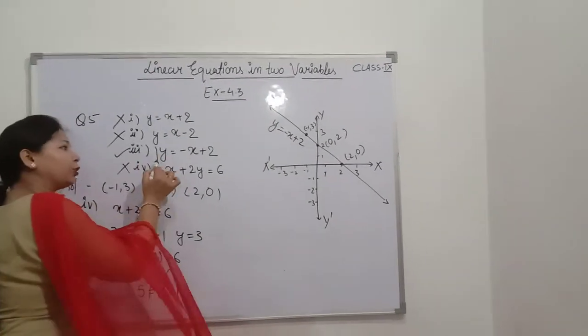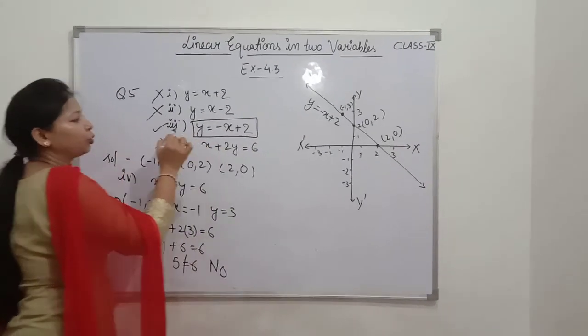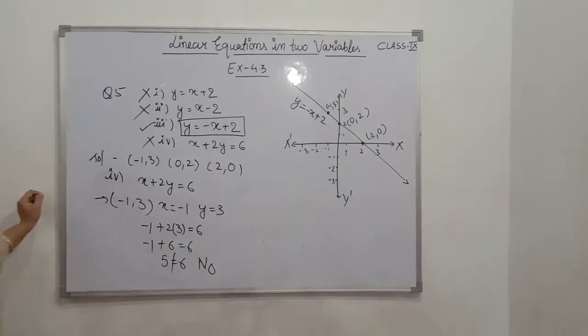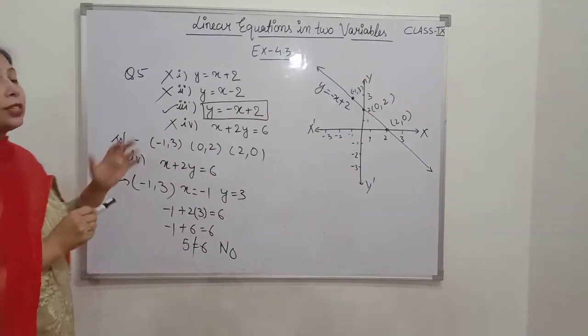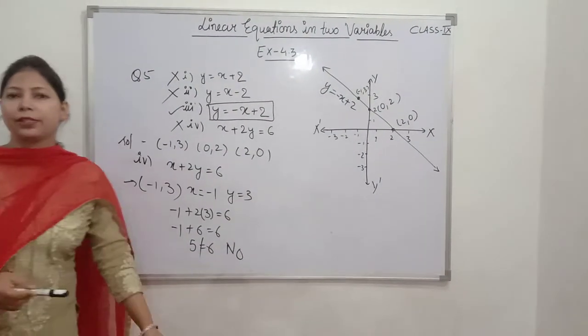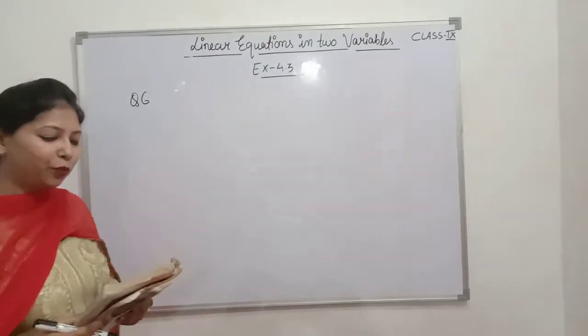So what is the solution? My solution is y = -x + 2. So this is the graph of this equation. Hope this question is clear to you. Now moving towards question number 6.